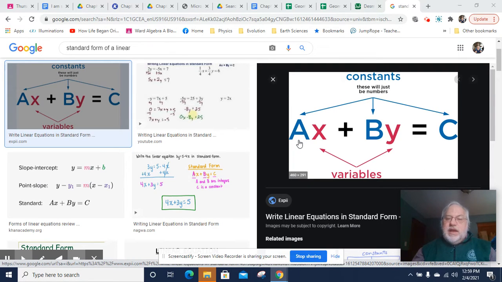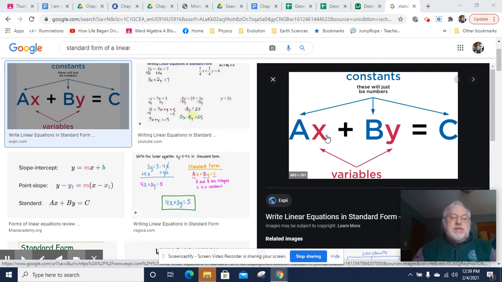There's some letter A, that's a constant. That means just a number. And formally we call this a coefficient. So AX plus BY equals C. A, B, and C are all just numbers. X and Y are variables, and they need to be in there.